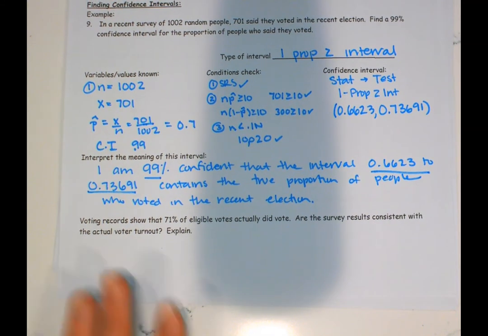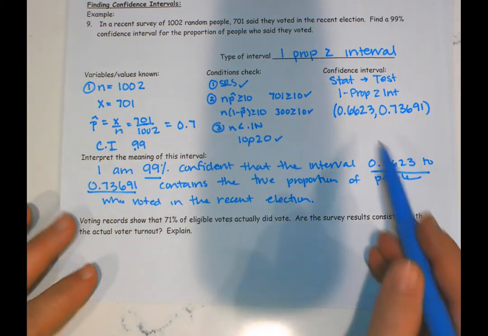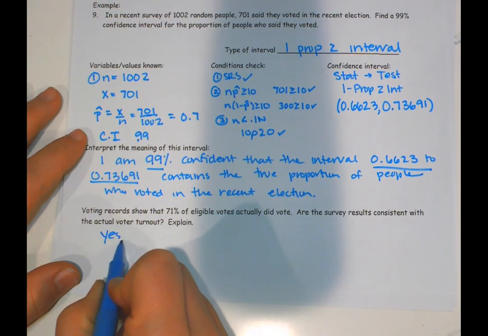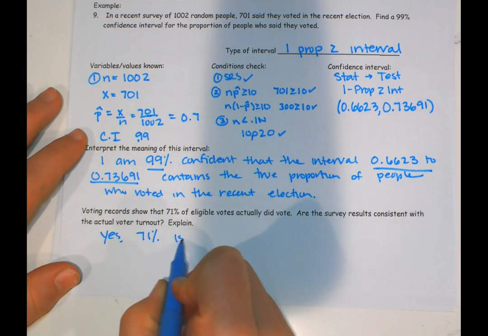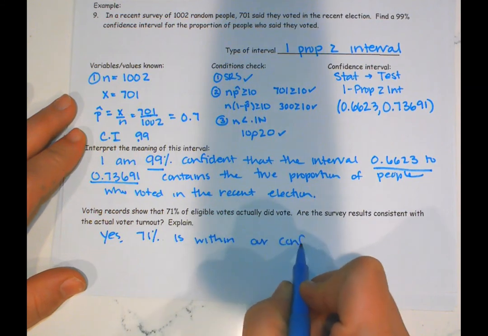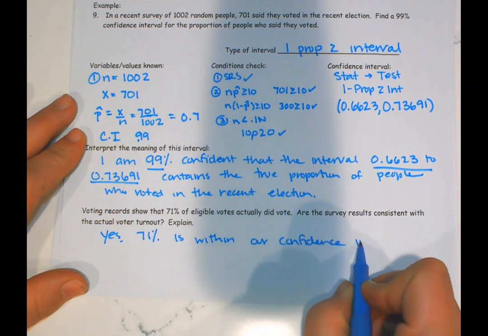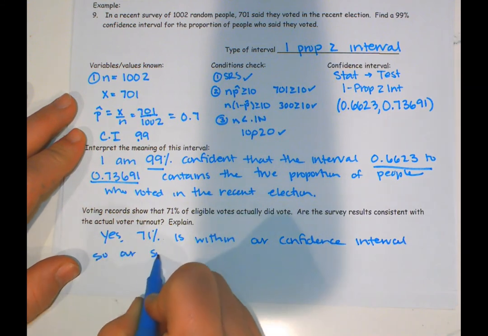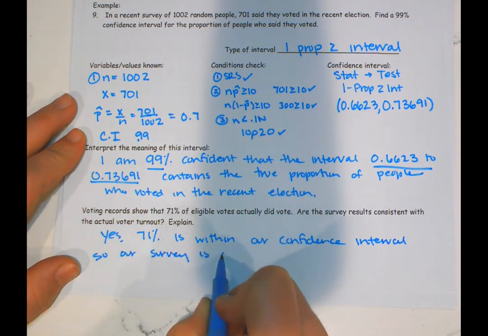So this question asks, voting records show that 71% of eligible voters actually did vote. Are the survey results consistent with the actual voter turnout? So 71% is between our confidence interval. So yes, 71% is within our confidence interval. So our survey is consistent with the results.